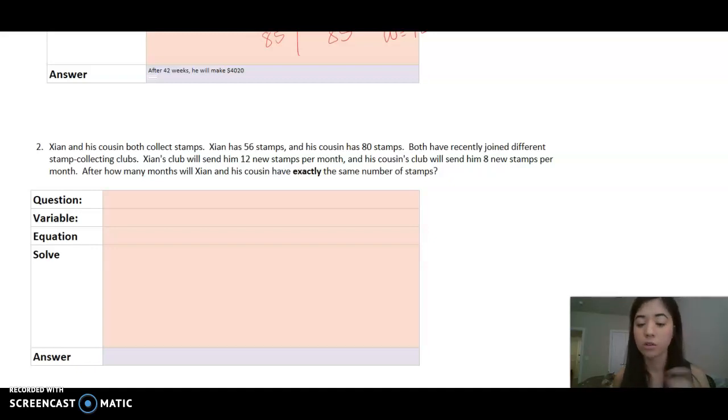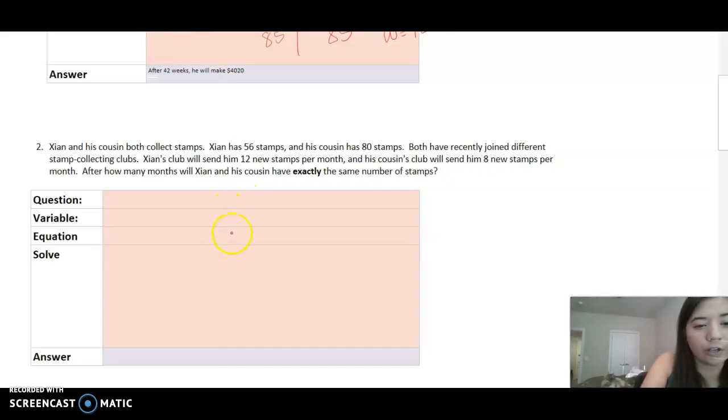Okay, so there's more to this one than the first one. The one thing that I noticed is that we have two different people going on here, right? We have Zion and we have his cousin. And I want to know when their amounts are going to equal each other. So that tells me I'm going to have an equal sign. I'm going to jump ahead a little bit. And I'm going to have Zion on this side, and I'm going to have his cousin over here on this side.